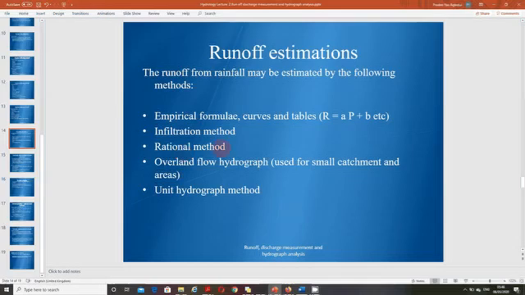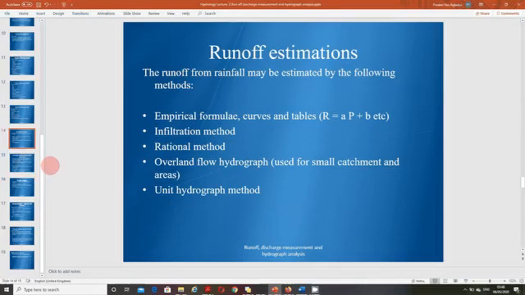The third is the rational method, which we've also explained: Q is equal to CIA, knowing the coefficient of runoff, intensity, and area of the catchment. You should be able to determine runoff. And then the overland hydrograph technique, which is normally used for small catchments. Normally you have to analyze how much runoff is occurring by studying the hydrographs for some time. Further on, we use what we call a unit hydrograph.